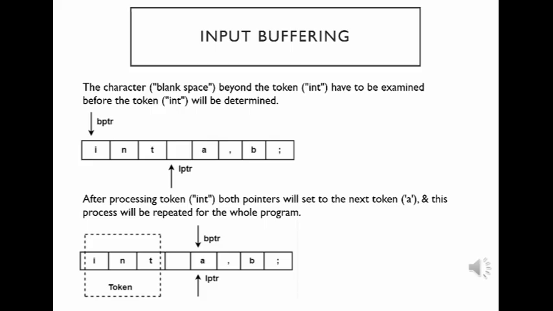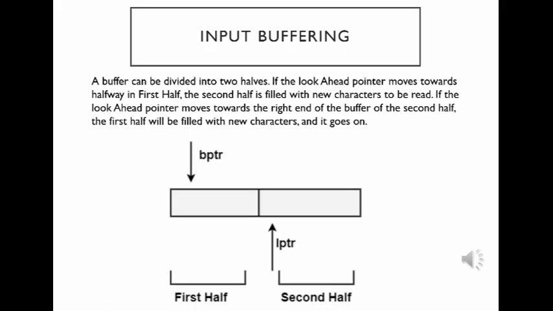A buffer can be divided into two halves. If the look ahead pointer moves towards halfway in the first half, the second half is filled with new characters to be read. If the look ahead pointer moves towards the right end of the buffer of the second half, the first half will be filled with the new characters, and it goes on.